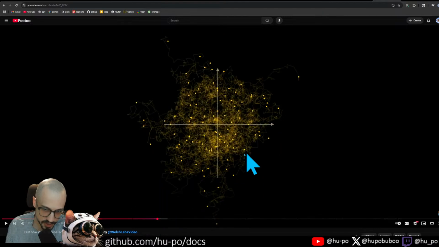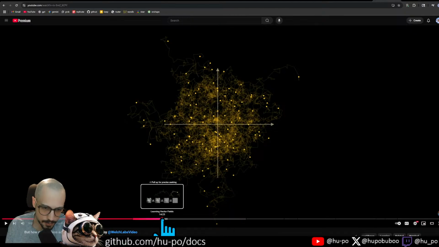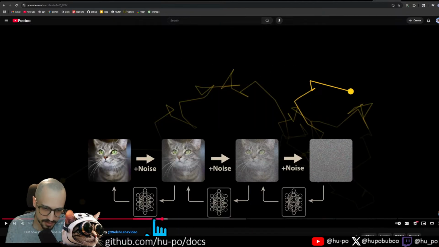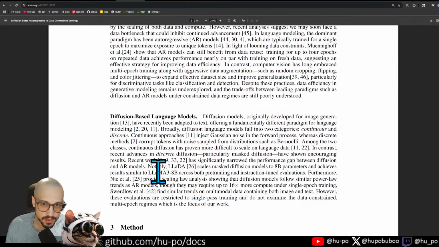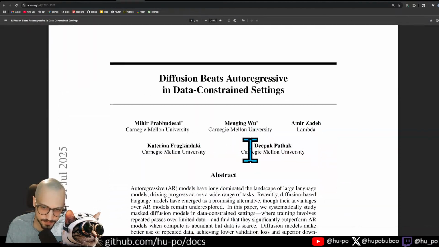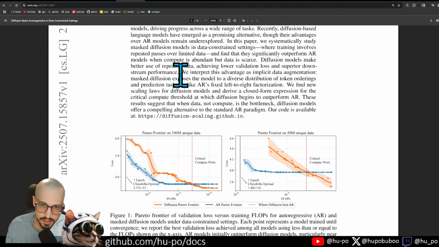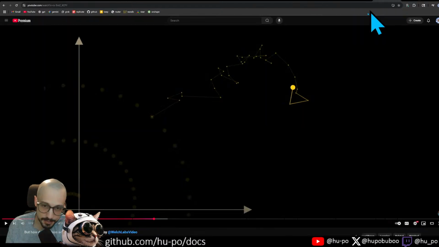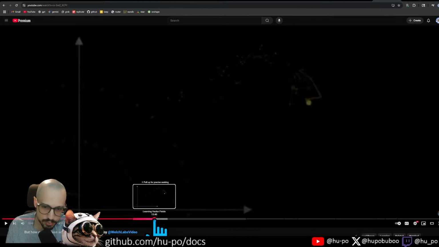Okay, so this was what you started from, right? If I added different noise, I would get a bunch of different points, right? So whenever in this paper they talk about this idea of diffusion models having, training involves repeated passes, diffusion models make better use. Where is it? Implicit data augmentation. Why is there implicit data augmentation? Because you can always basically just keep redoing this, right?